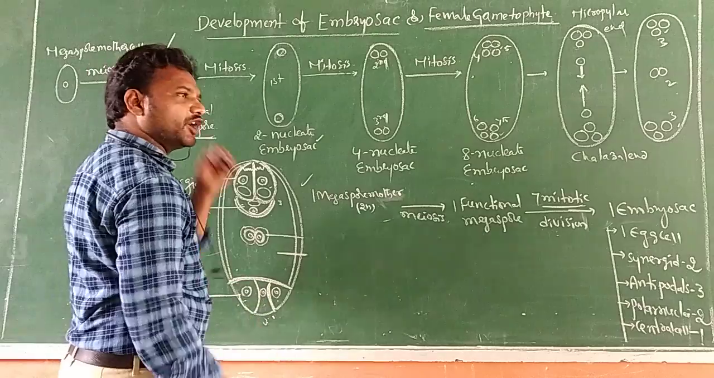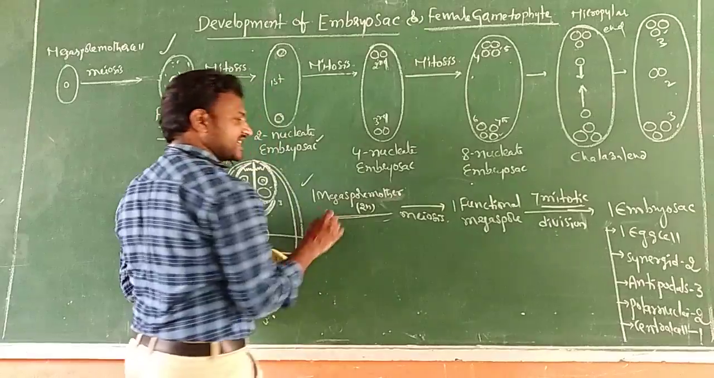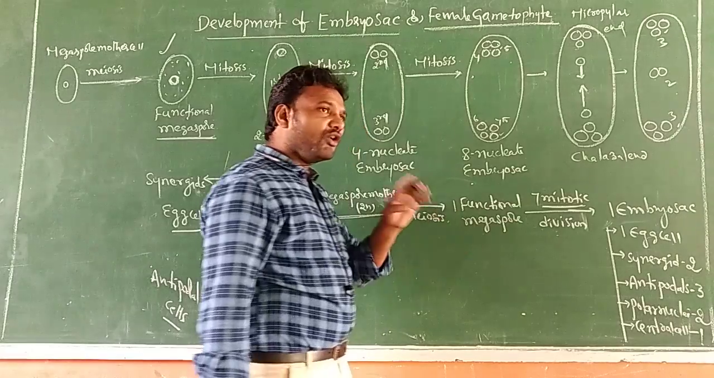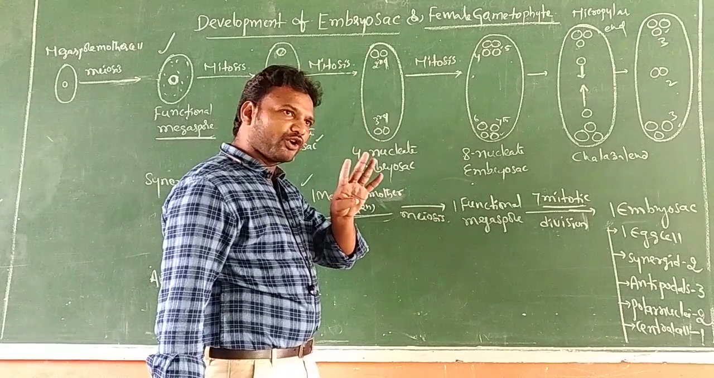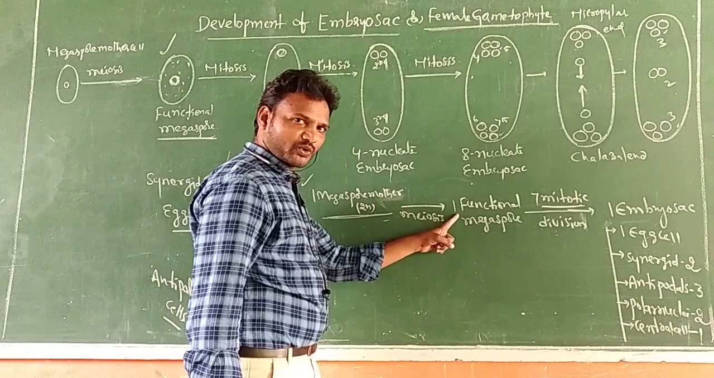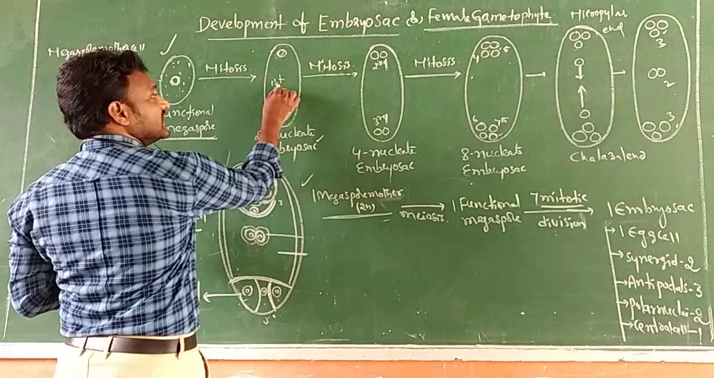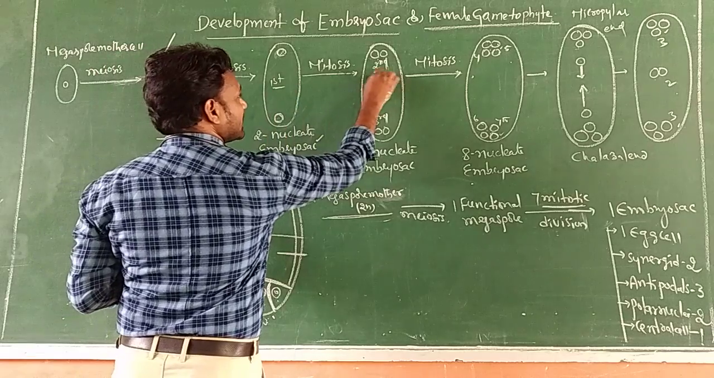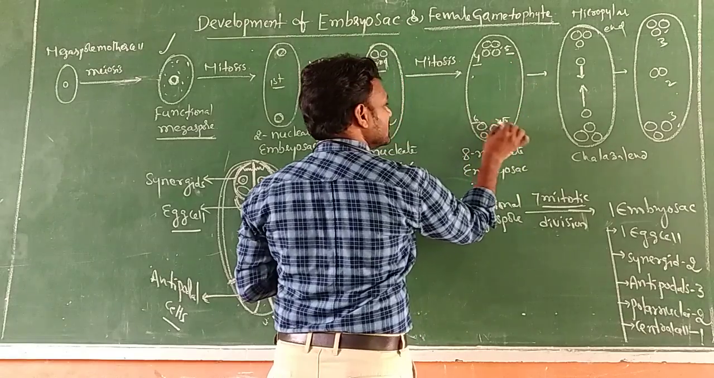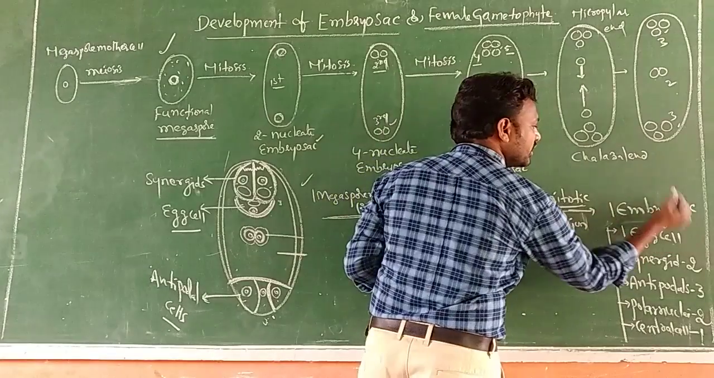This is the embryo sac. The embryo sac is formed from the megaspore mother cell. The megaspore mother cell undergoes meiosis and forms 4 megaspores. Out of 4 megaspores, 3 degenerate, only 1 is functional. This is the functional megaspore. In the functional megaspore, how many mitotic divisions take place? First mitotic division, second, third, fourth, fifth, sixth, seventh. Total 7 mitotic divisions take place, and finally 1 embryo sac is formed.